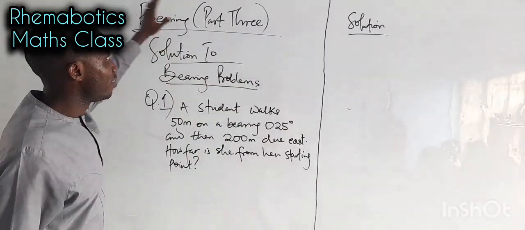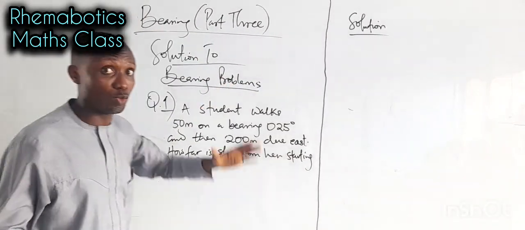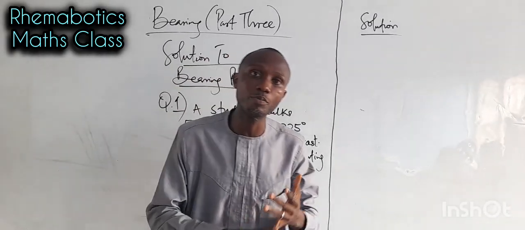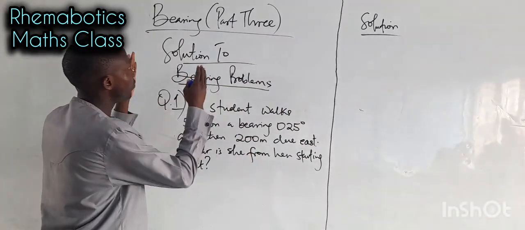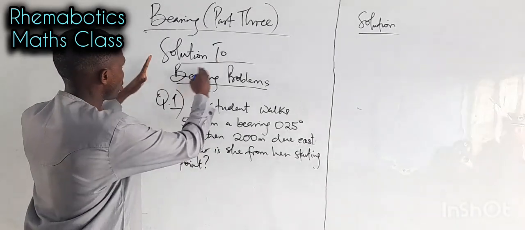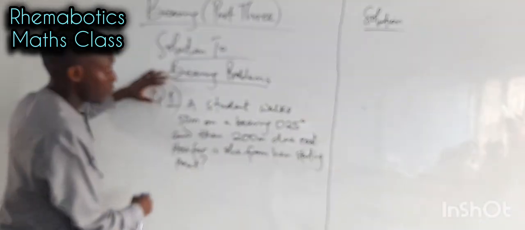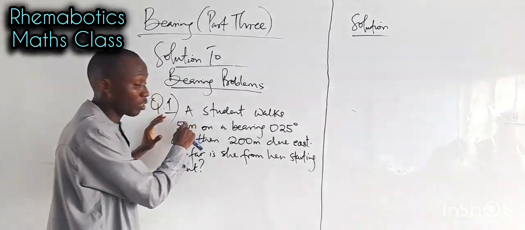And we have bearing part 3. In our previous videos we've done the introduction, which is part 1. In part 2 we did bearing principles. So in part 3 we are doing examples, solutions to bearing problems. So we have a problem before us, and this is the first problem we are solving in this topic. So let's look at the problem.